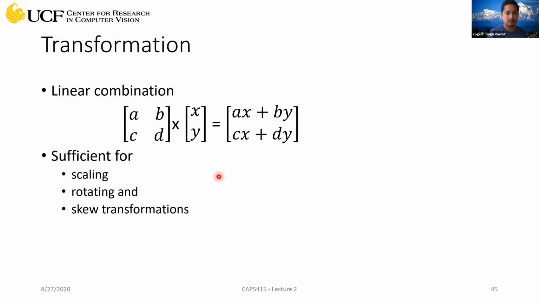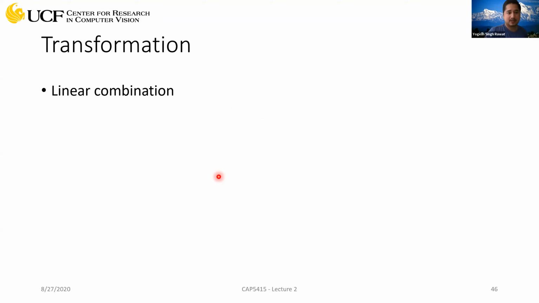And remember, you can have different scaling for different coordinates. So that will lead to a skew transformation. But still we don't have any translation, like we don't have any shifting. So for shifting, we need to add some value. Otherwise, if you just multiply, it will just do scaling. So there is a hack to that.